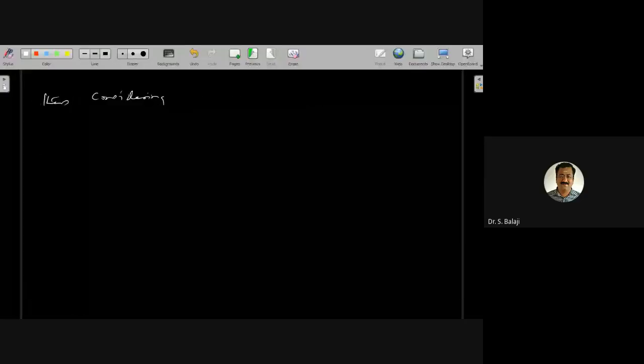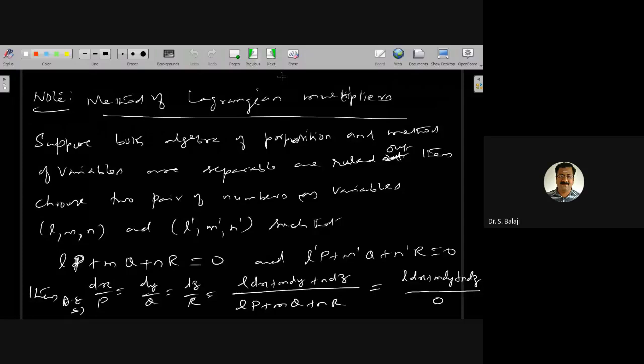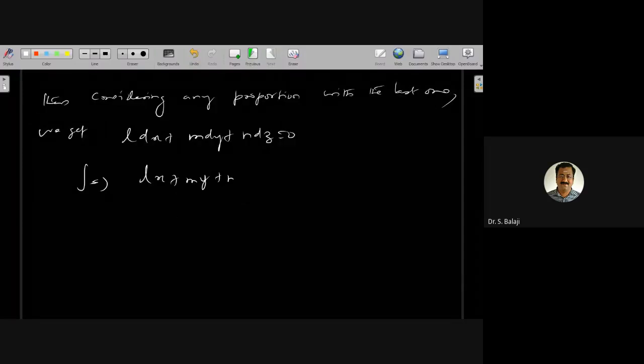LDX plus MDX. Then considering any proportion with the last one, we get the last one numerator obviously becomes 0. LDX plus MDY plus NDZ equal to 0. This part, cross multiply, you can get 0 here. Integrating implies LX plus MY plus NZ equal to 0.